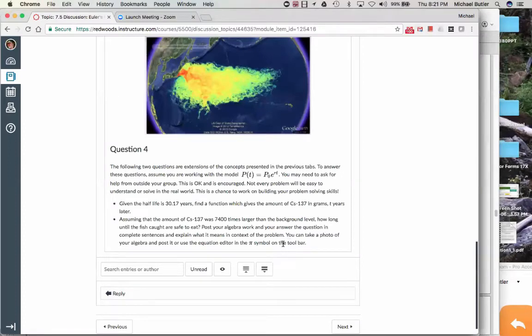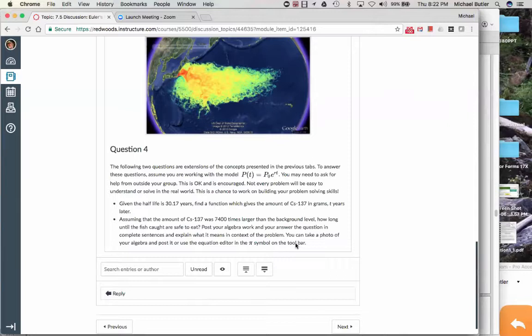So the second question is, assuming the amount of cesium-137 was 7,400 times larger than the background level, in other words, there's a background level of cesium-137 that's out there that they say you can't get away from anyway, so we'll just call that safe. And let's say that the amount that was coming out of it was 7,400 times larger than that. How long until the fish caught are safe to eat? So what happened is the folks who were monitoring the ocean water right off of the reactor, the fish were coming out having 7,400 times more cesium-137 in them than was allowable.